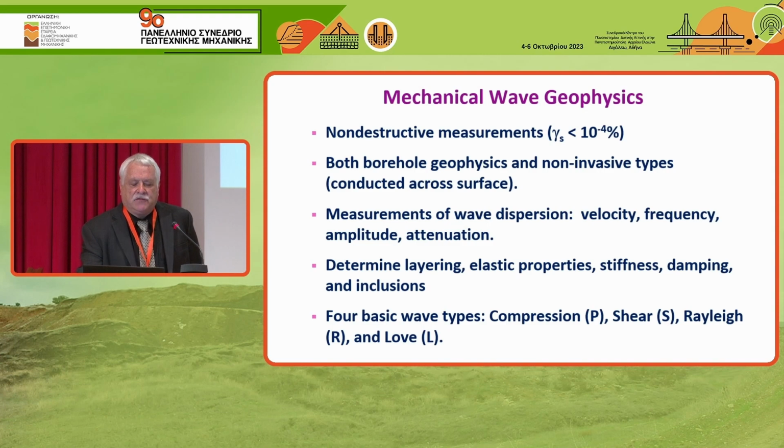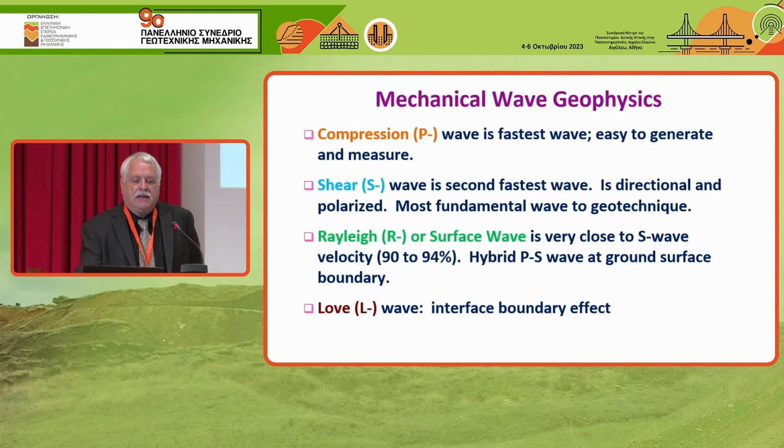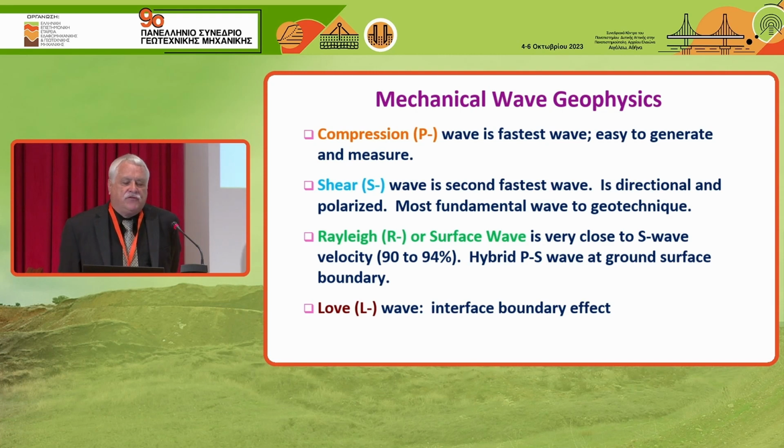So there's a number of different types of waves. Compression wave, P wave, that's the fastest wave. So on the oscilloscope screen, that's the easiest one to measure because of the first arrival. However, the shear wave is the second fastest wave, is also directional and polarized, and that's the most fundamental wave to geotechnique.